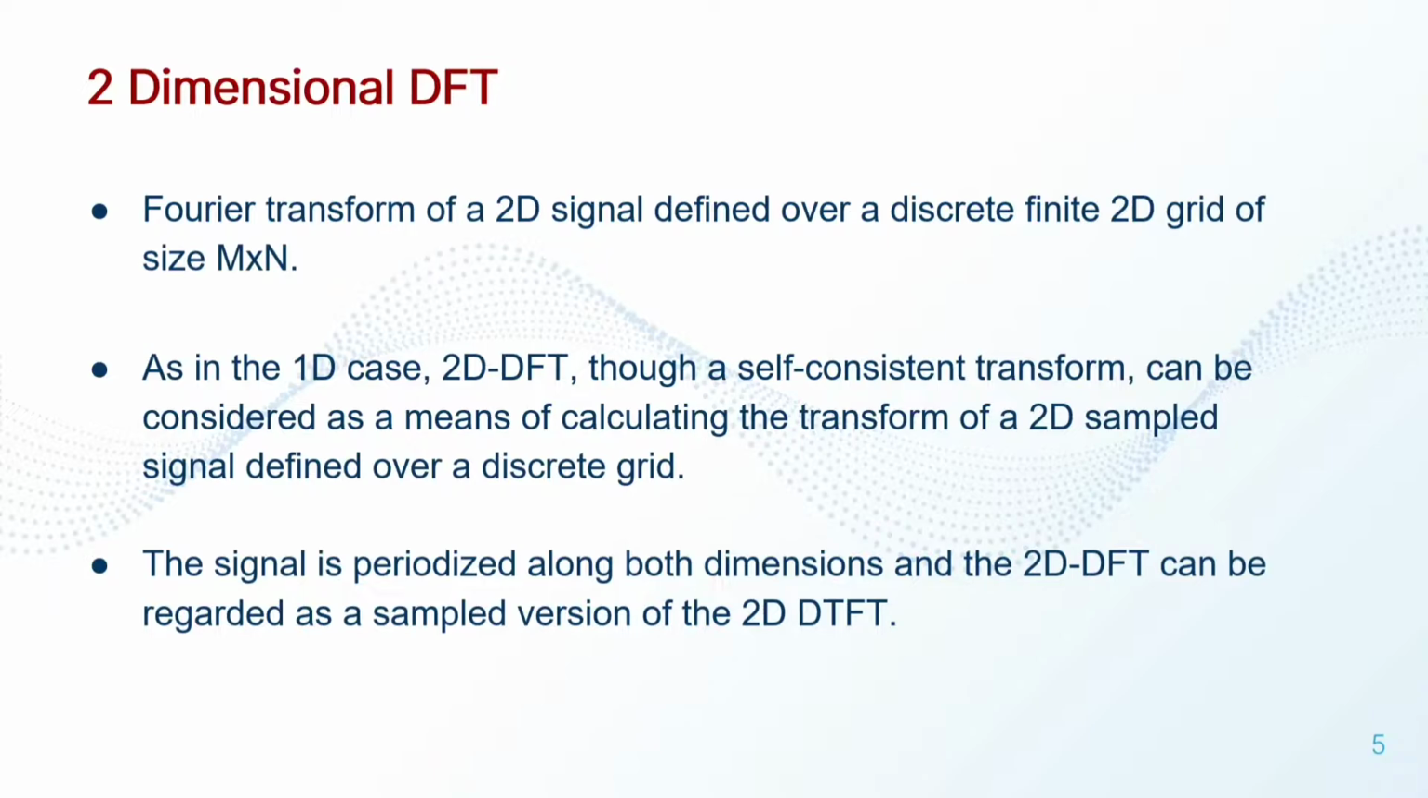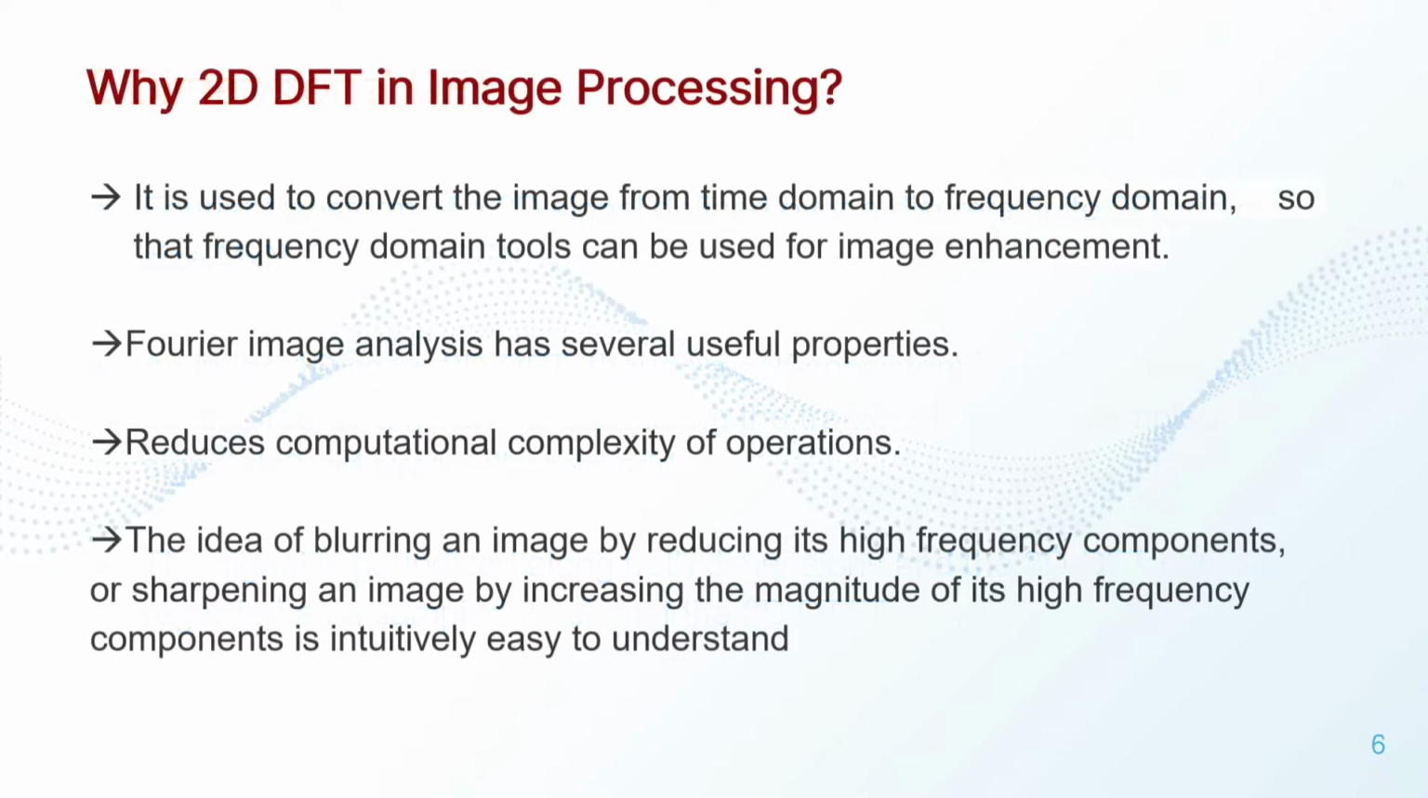Now coming to our main topic, two-dimensional discrete Fourier transform. It is nothing but Fourier transform of a 2D signal defined over a discrete finite 2D grid of size m by n. Or we can also say Fourier transform of a 2D set of samples forming a bidimensional sequence. As in the case of 1D, 2D DFT, though a self-consistent transform, can be considered as a means of calculating the transform of a 2D sampled signal defined over a discrete grid. The signal is periodized along both dimensions and the 2D DFT can be regarded as a sampled version of 2D discrete time Fourier transform.